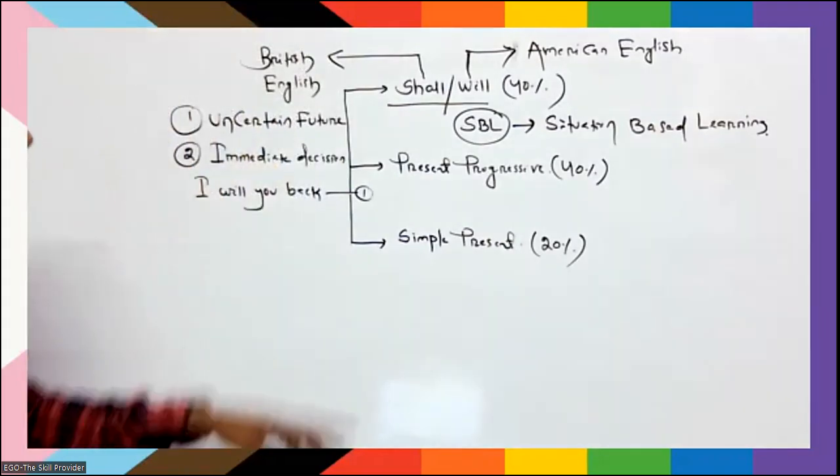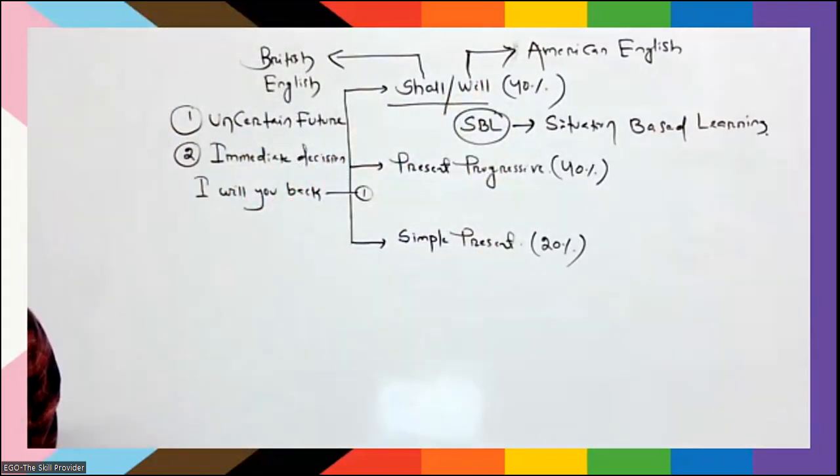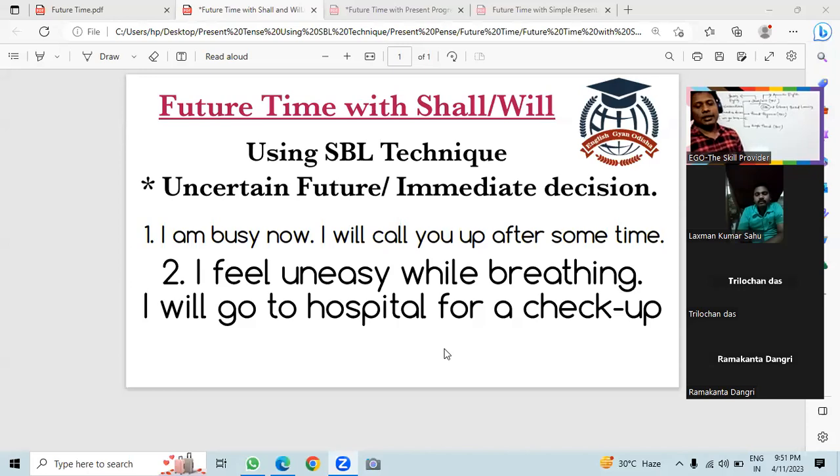And that is something called shall and will. And here is the screen before you. Take it out once more. I am going to play that screen before you. So using the shall and will technique: uncertain future and immediate decision. I am busy now. I'll call you up after some time. I feel uneasy while breathing. I'll go to hospital for a checkup. So the second thing happens: immediate decision.